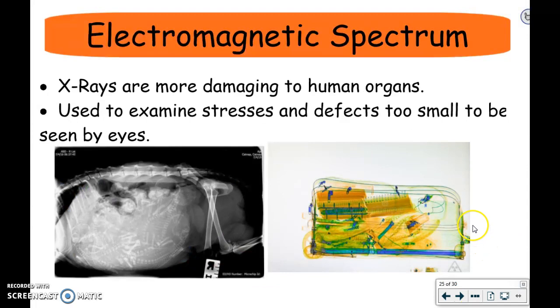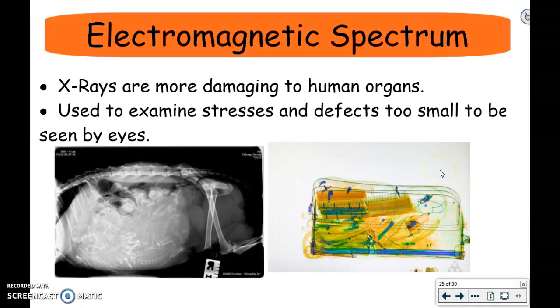X-rays are more damaging to people than UV rays. Once again, they have more energy. In this case, we can examine stresses and defects in small things. Here, this is actually an X-ray of a pregnant dog, and you could see all the different skulls and basically baby puppies developing. When I look at this, I see 1 skull, 2 skulls, 3 skulls, 4, 5. There are about 7 different puppies being formed in this dog, and you can tell by the spines too.